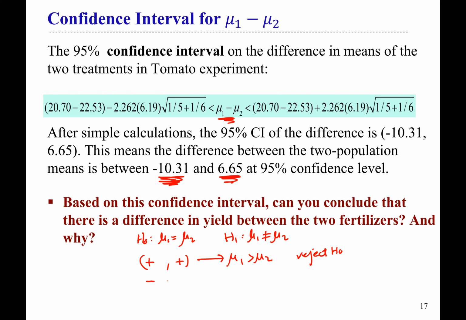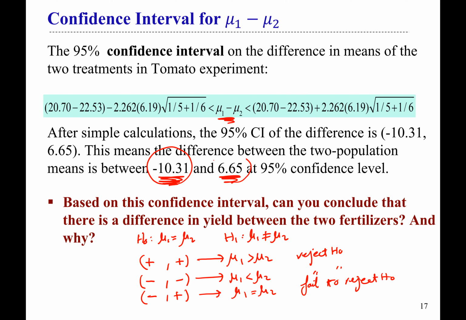If the lower limit is negative and upper limit is negative, you conclude that mu1 is less than mu2, so you reject H0 because they are not equal. But if the lower limit is negative and upper limit is positive, it means 0 is one of the possible values for the difference between mu1 and mu2, so you conclude that mu1 equals mu2, so you fail to reject H0. In our confidence interval, the lower limit is negative and the upper limit is positive.